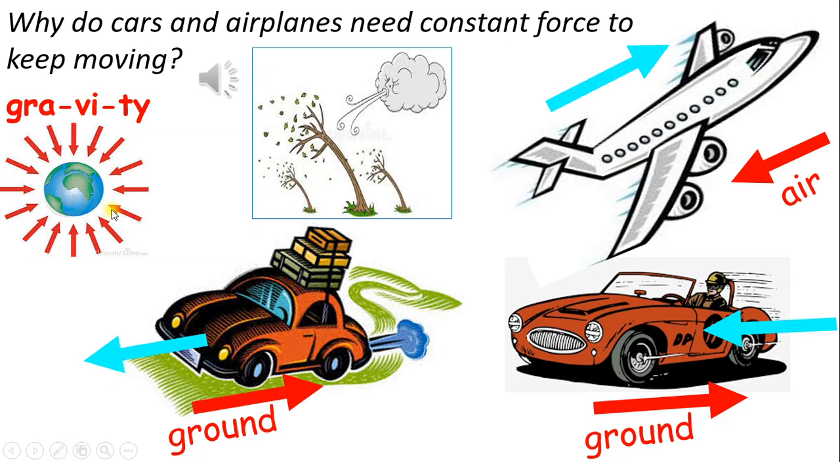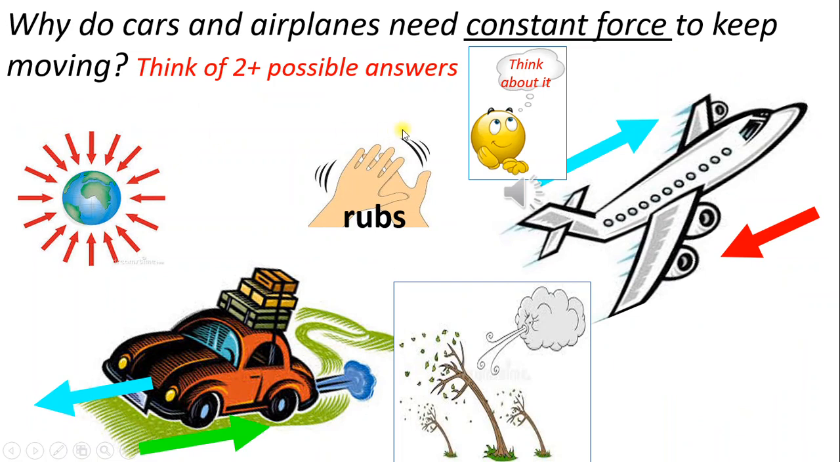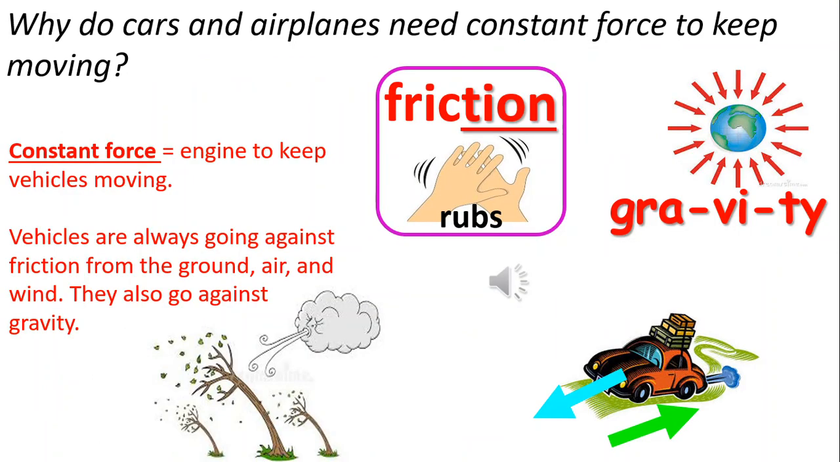Why do vehicles need constant force, to keep moving? The engine is the constant force to keep vehicles moving. Vehicles are always going against friction from the ground, air, and wind. They also go against gravity.